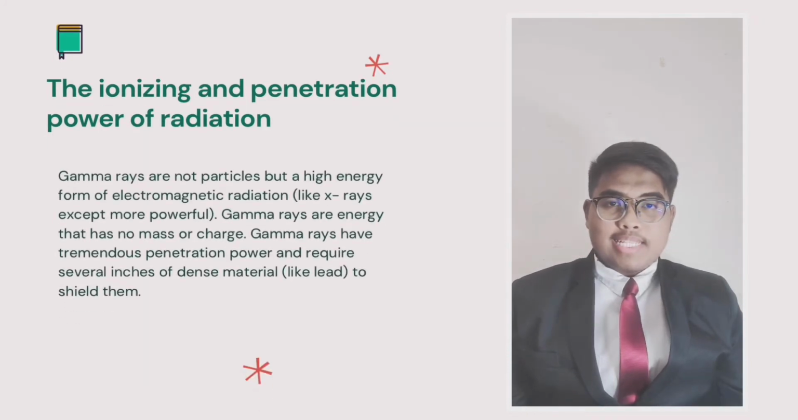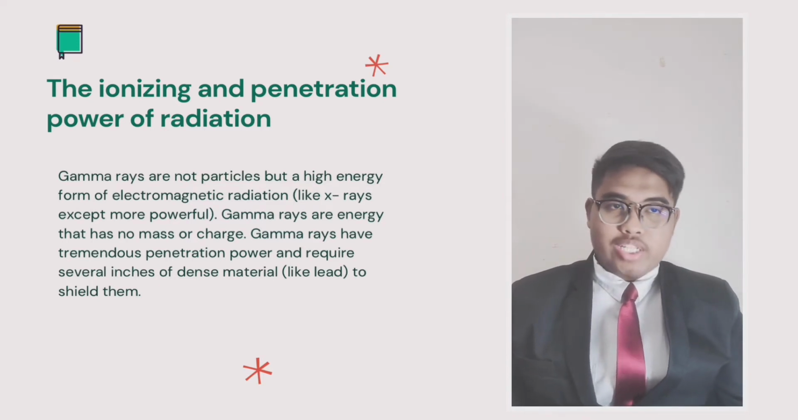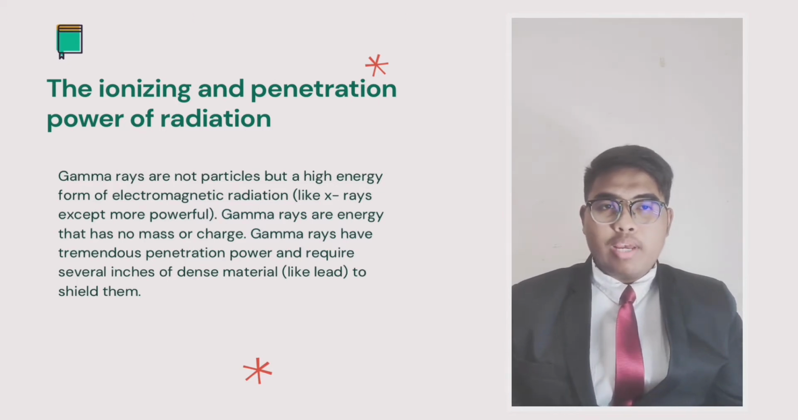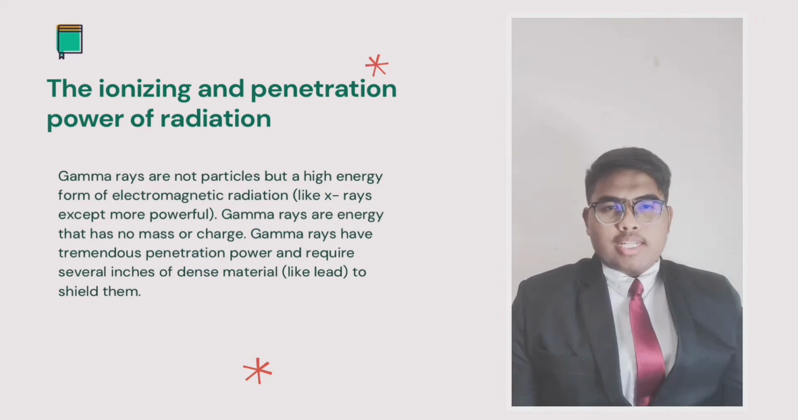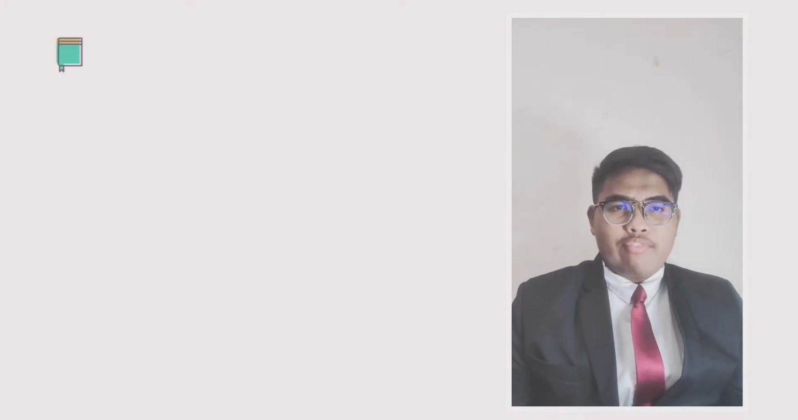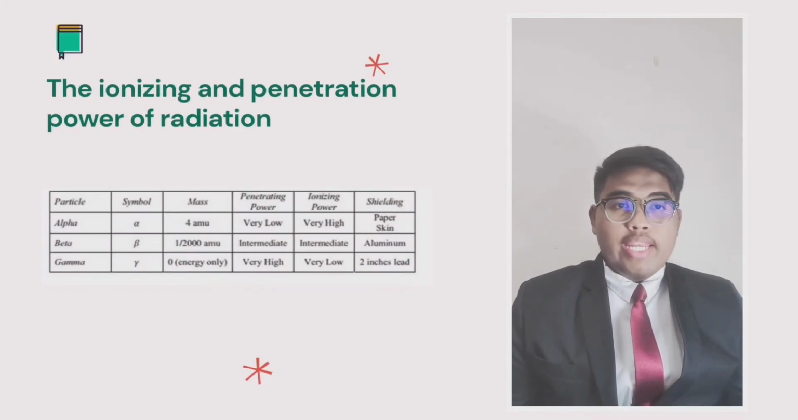The next is gamma rays. Gamma rays are not a particle, but a high energy form of electromagnetic radiation. Gamma rays are energy that has no mass or charge. Gamma rays have tremendous penetration power and require several inches of dense material to shield them, like lead. A gamma ray may pass all the way through a human body without striking anything. They are considered to have the least ionizing power and the greatest penetration power.